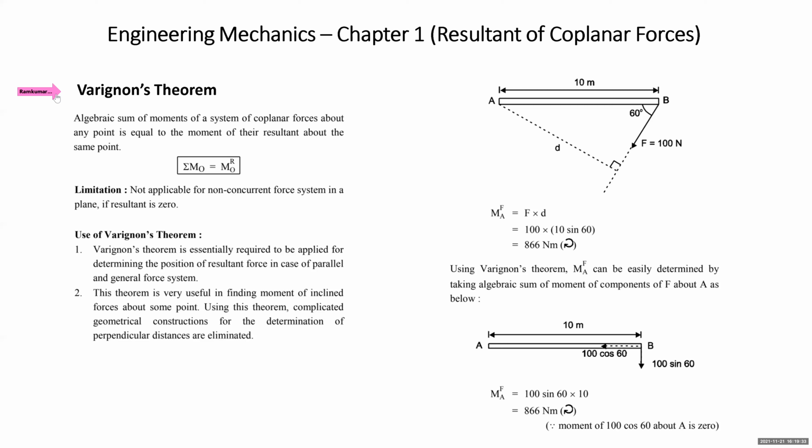So sigma MO, the algebraic sum of the moments of all forces, is written on the left-hand side, and we take the moment of the resultant about the same point on the right side. This gets you the perpendicular distance of the resultant from the selected moment center O. This is the use of it. Using this theorem only, we can find the position of the resultant of parallel and general force systems.